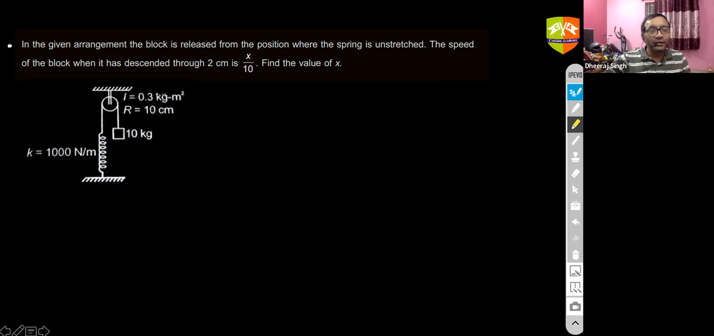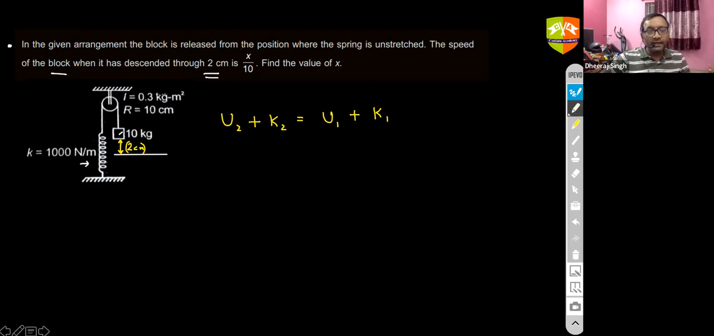All right, so let us do it. The speed of the block when it descended by 2 centimeters. The spring was unstretched. So I hope all of you understand we will be using conservation of mechanical energy here. It has descended 2 centimeters. U2 plus K2 is equal to U1 plus K1. Now potential energy we have two types: one is gravitational potential energy, the other is spring potential energy. You have to take both.